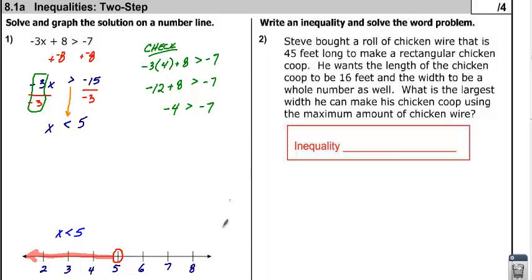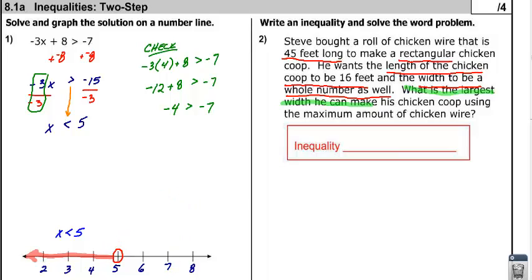Our second problem is one that involves taking the information out of a word problem. So Steve bought a roll of chicken wire that is 45 feet long to make a rectangular chicken coop. He wants the length of the chicken coop to be 16 feet and the width to be a whole number as well. What's the question? What are we trying to find? Here it is. What is the largest width he can make?